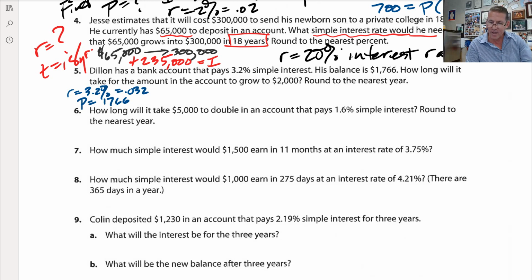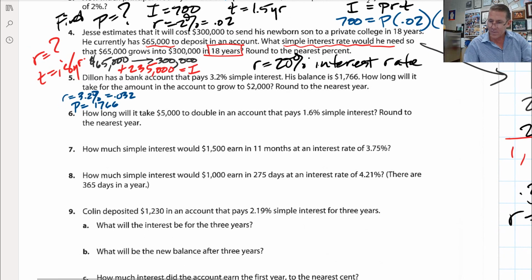How long will it take for the account to grow to 2,000? So we want to go from 1,766 to 2,000, and the question is, how long will it take? T is equal to question mark. This is a slightly different problem, because we're trying to find the time and not the interest rate. So we need to figure out the difference from 1,766 to 2,000.